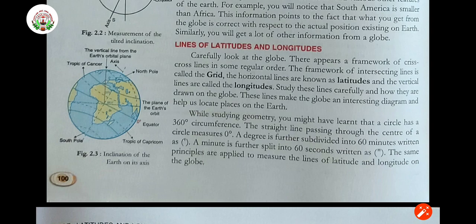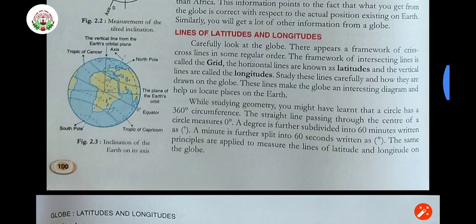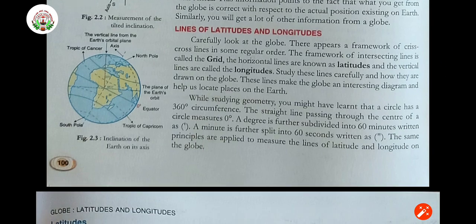These lines make the globe an interesting diagram and they are very much helpful to locate the places on the earth. If you have the knowledge to find out the latitudes and longitudes, then you can easily locate the places on the earth.